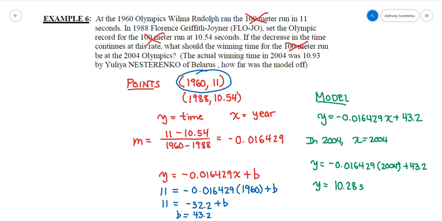And so the model, if I was using those 2 points as the winning, it's predicting the winning time, it's actually off by about 0.65.